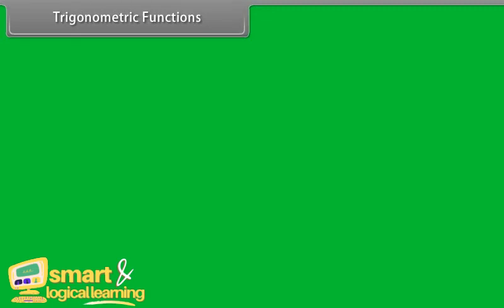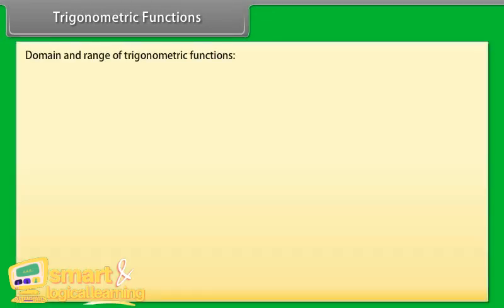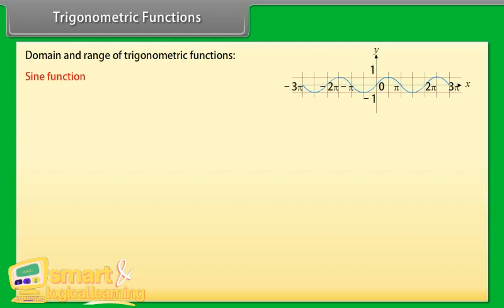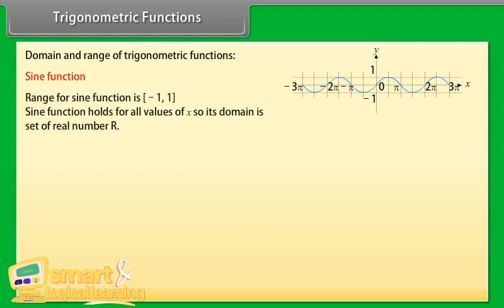Trigonometric functions. Domain and range of trigonometric functions. As we have studied earlier, an angle can be considered as a real number, so we denote the angle by x, not by theta. Sine function. Range for sine function is -1 to 1. Sine function holds for all values of x, so its domain is the set of real numbers R.